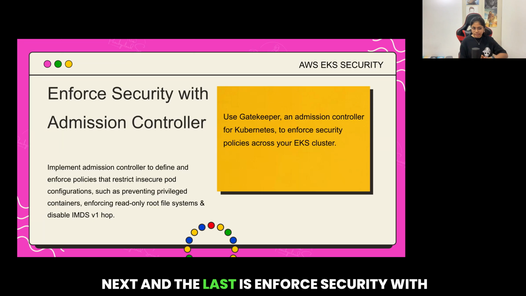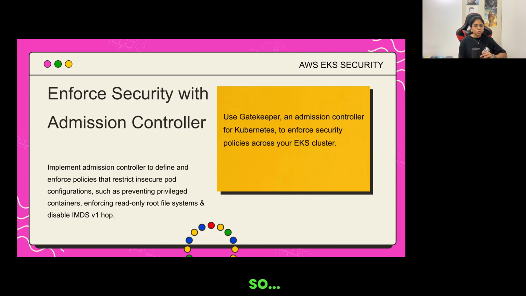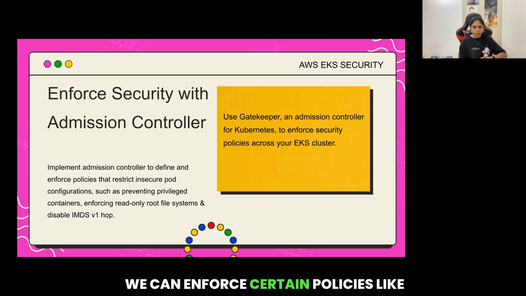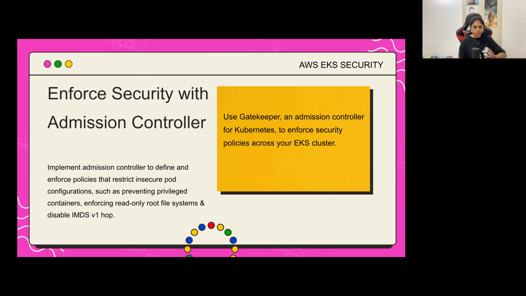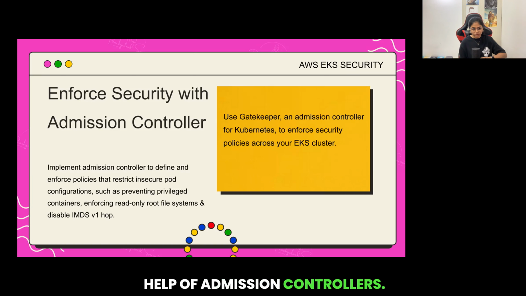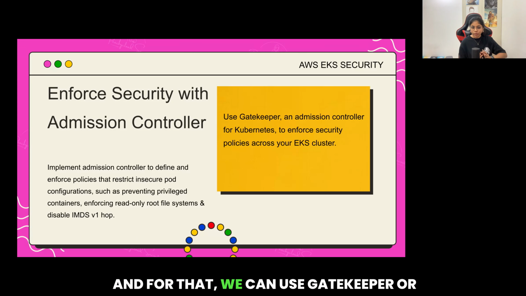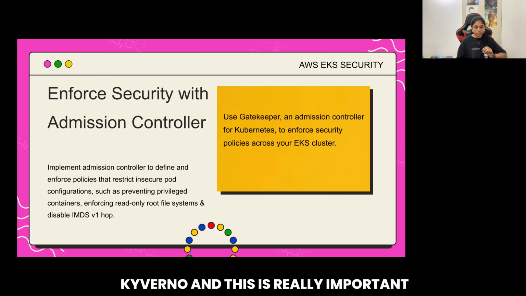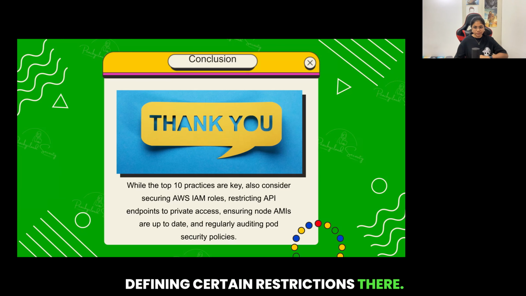Next and the last is enforce security with admission controllers. We can enforce certain policies, like enabling a read-only file system, with the help of admission controllers. And for that, we can use Gatekeeper or Kyverno. This is a really important practice, where we are defining certain restrictions.